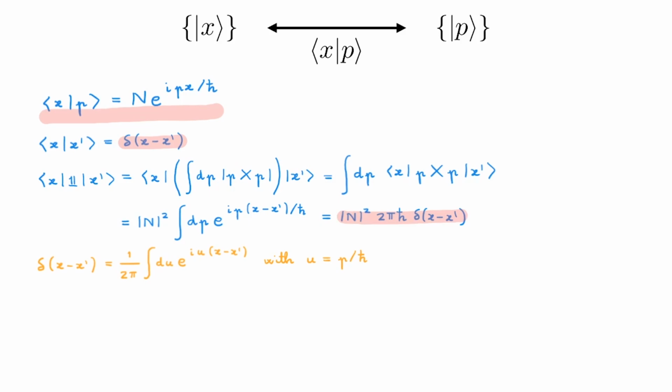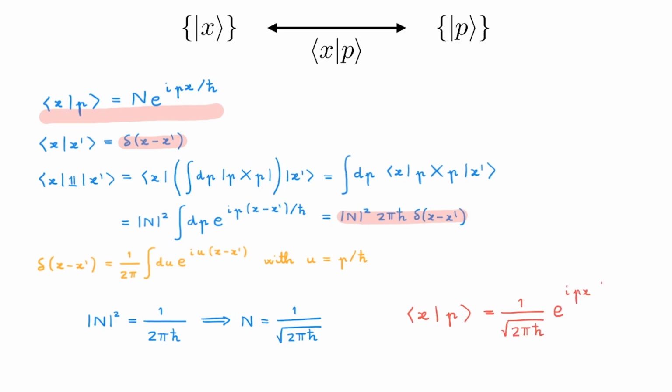We can therefore set them equal to each other, and we obtain that the absolute value squared of N is equal to 1 over 2π ħ, which in turn tells us that N is equal to 1 over the square root of 2π ħ. Putting everything together, we finally can write the expression for the overlap matrix between x and p, which is equal to 1 over the square root of 2π ħ times e to the i px over ħ. Okay, so as I said at the beginning, it would take us a while to get here, but finally we have determined the transformation matrix, ⟨x|p⟩, that allows us to go between the position representation and the momentum representation.